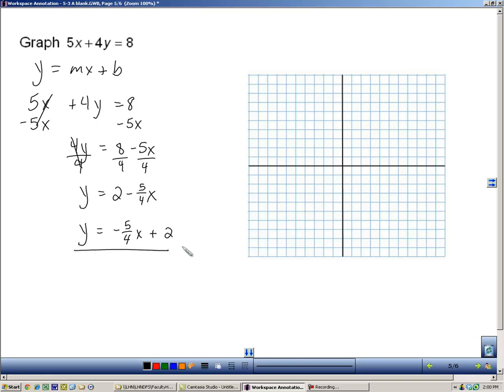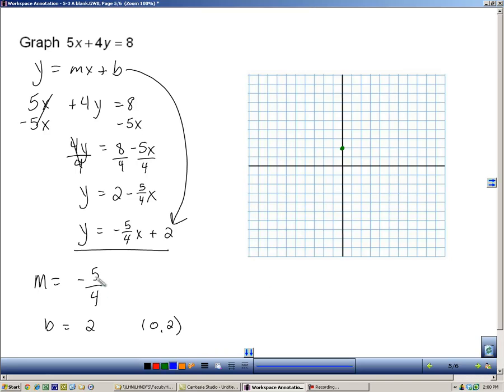And now it's a whole lot easier to find the slope and the y-intercept because it's in the right form. Here's the y equals mx plus b form. So I can easily now see that my slope is negative 5/4 and my y-intercept is 2, which means the ordered pair 0, 2. So now I can graph. 0, 2 is here.